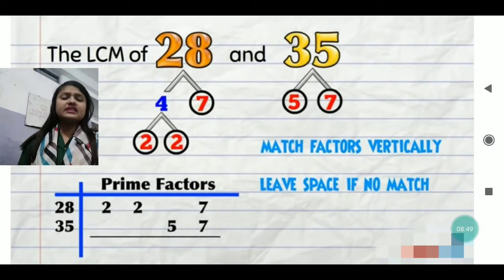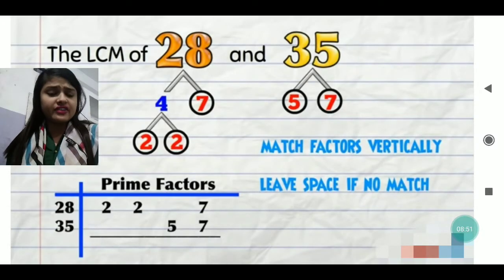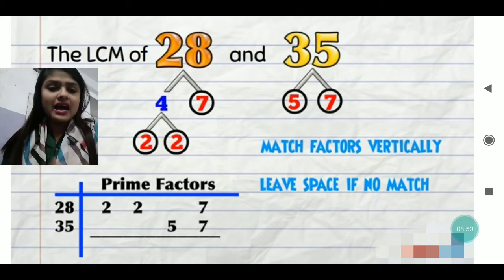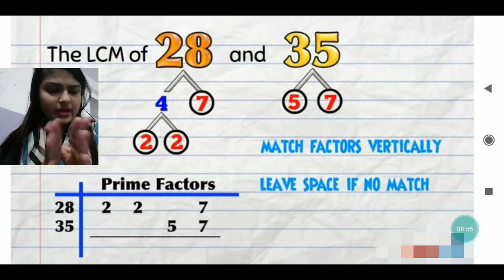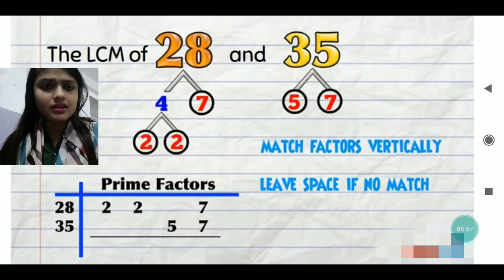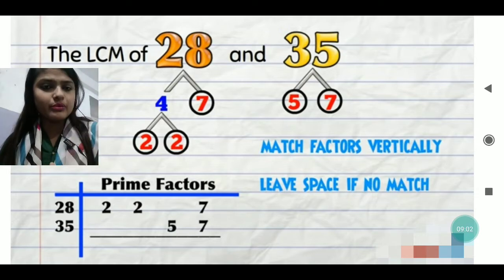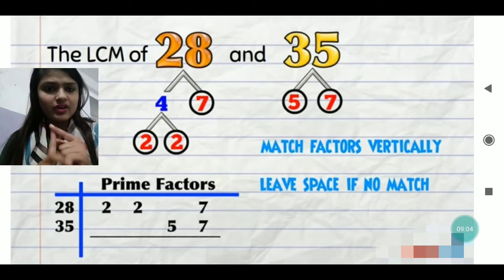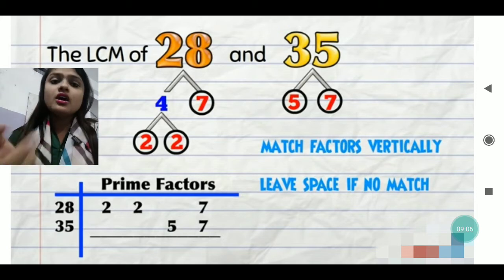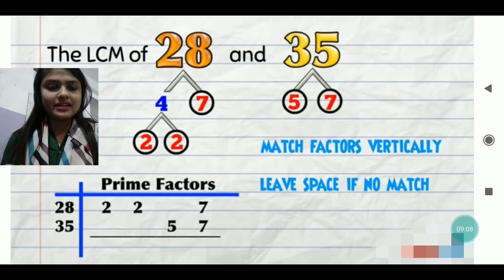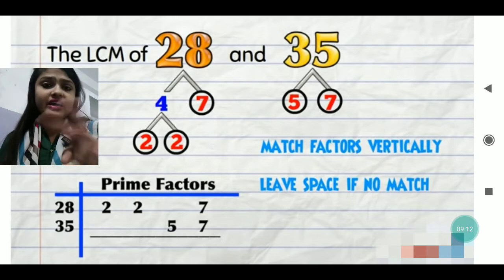In the same way, just see, the LCM of 28 and 35. I have done it the same way. I have written the factors of 28: 4 and 7. Now 7 cannot be divided further. It is in its least form because only two factors are there, 1 and 7. But 4 has more than two factors, so I will divide it. When I divide 4, I get 2 and 2.